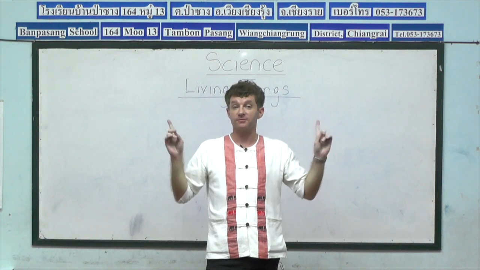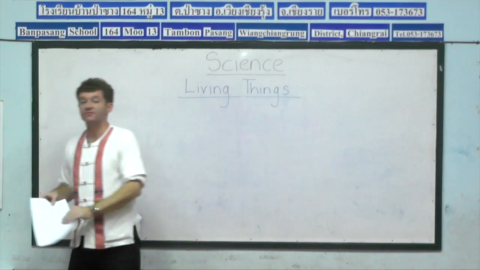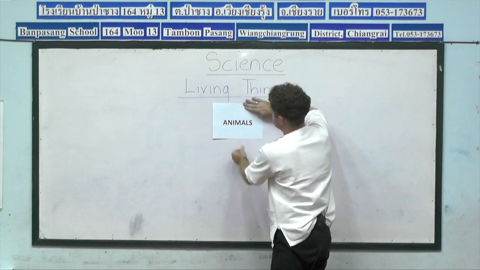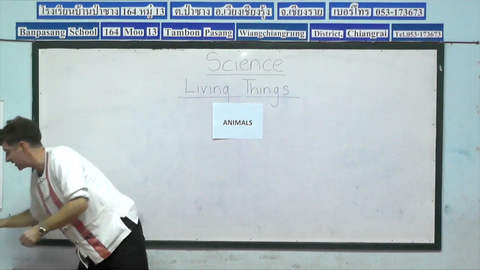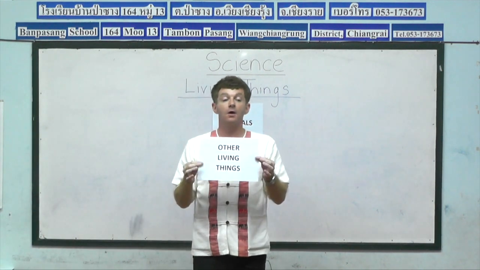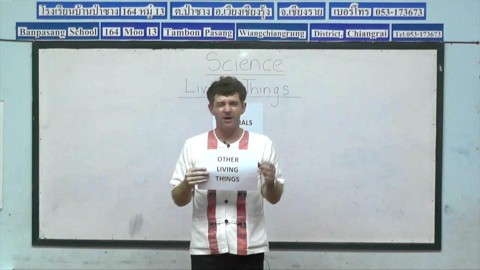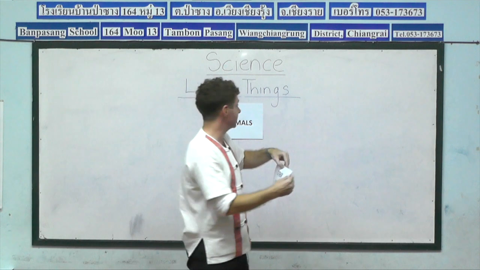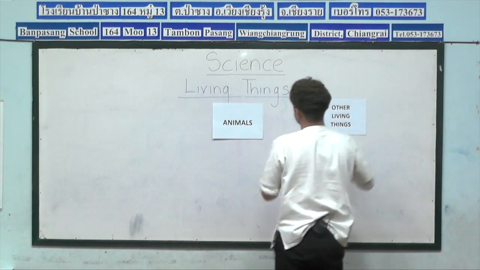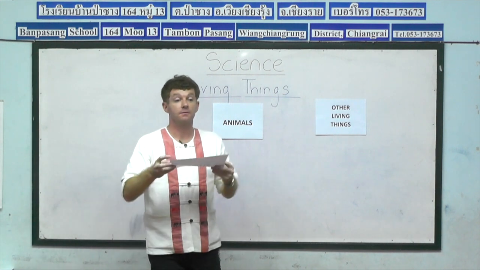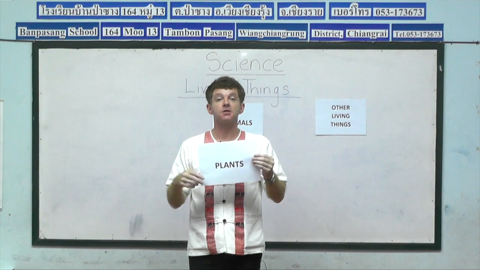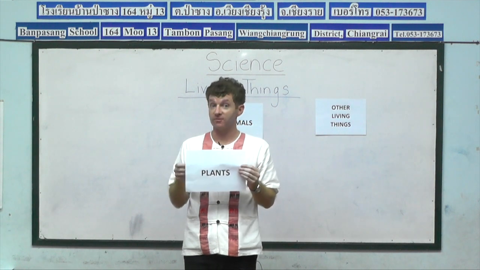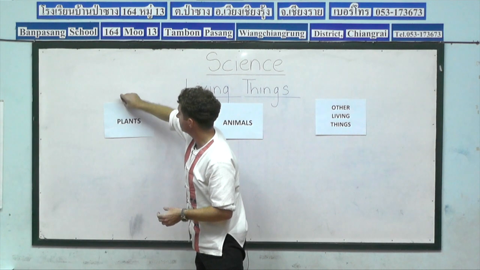So the first thing to do is let's have our first 3 categories on the board. So guys, category number 1. Animals, okay? So we'll have animals in the center. And then another category, they're not animals, they are other living things. Remember, this is the group that they look quite strange, quite different. And that's why they're called other living things. And then there's another category. Plants. Okay, now the plant family includes all things that grow, such as trees, flowers too. So, we've now got our 3 categories on the board.